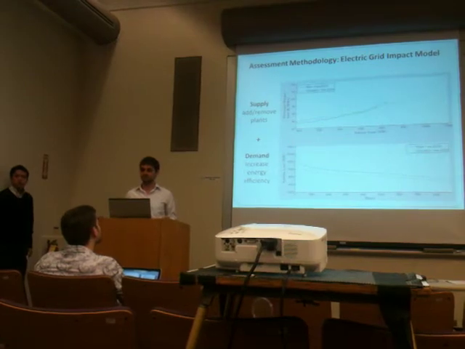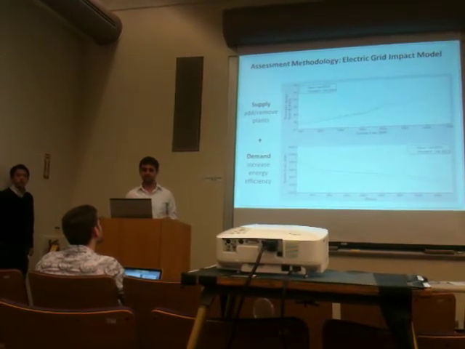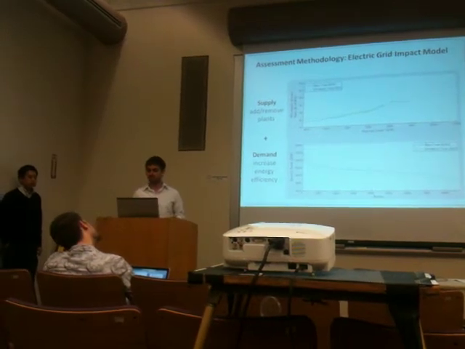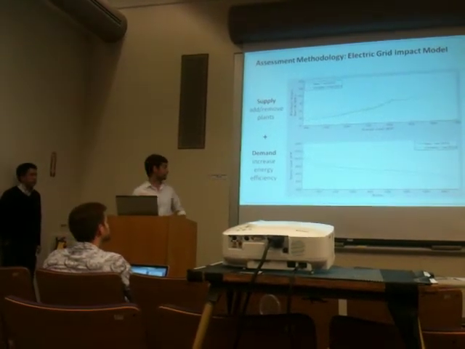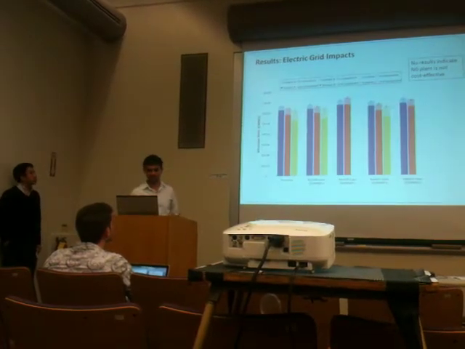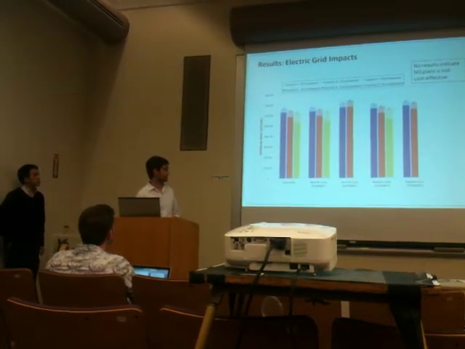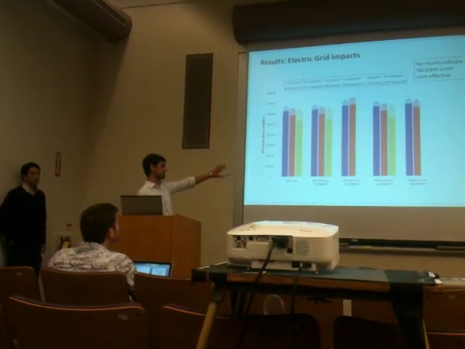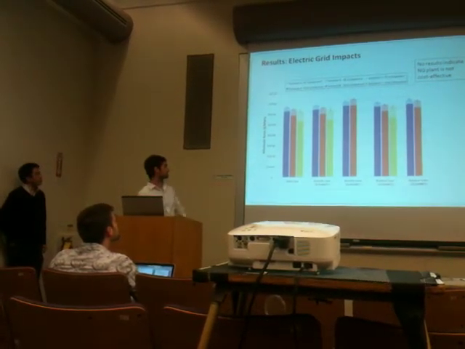To simulate removing plants and adding plants, we make shifts in the supply curve. Then to model changes in energy efficiency, we increase or decrease the demand curve. To dive right into our results for the grid, this is a summary of our different scenarios, looking at different energy efficiency results and different replacement scenarios.